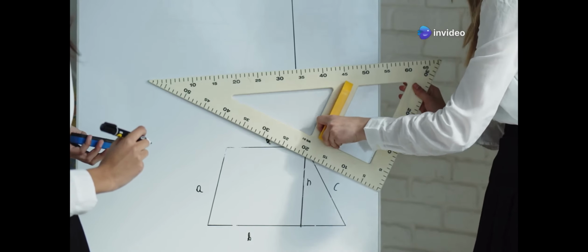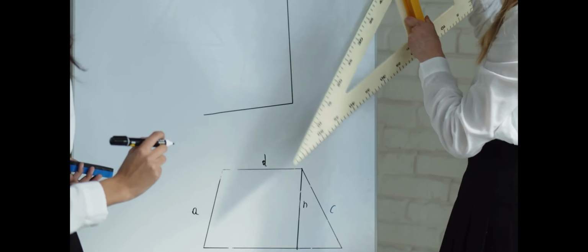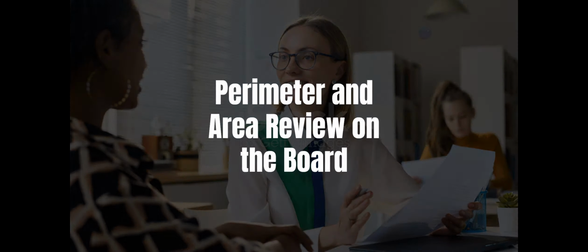For parallelograms, the perimeter is the sum of all sides. And the area? That's the base times the height. Think of it as a slanted rectangle. Got it? Great.